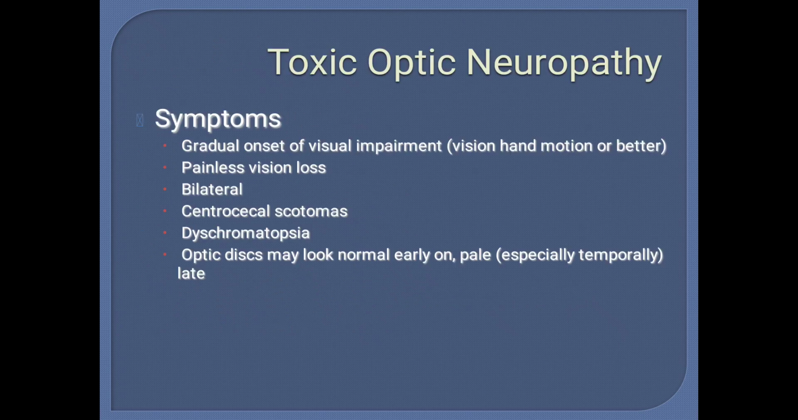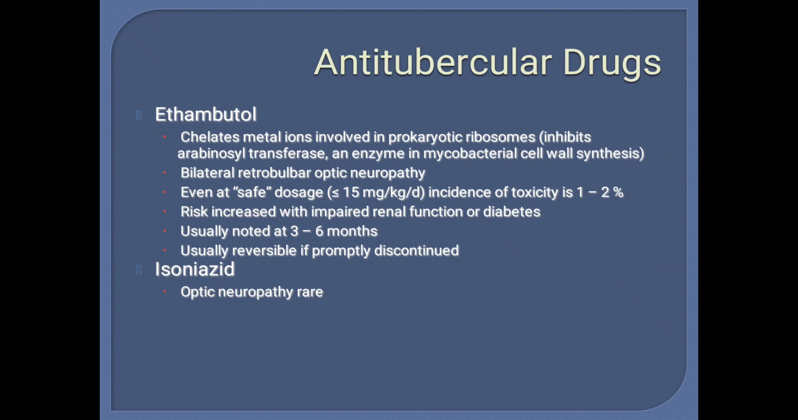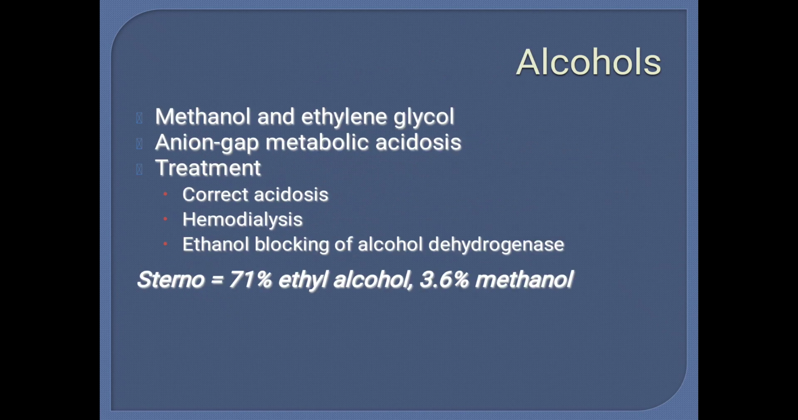Toxic optic neuropathy is because of toxins. These toxins can be anti-tubercular drugs like ethambutol or isoniazid, or it can be because of alcohol also. And methanol, methyl alcohol ingestion will cause acute optic disc toxicity.